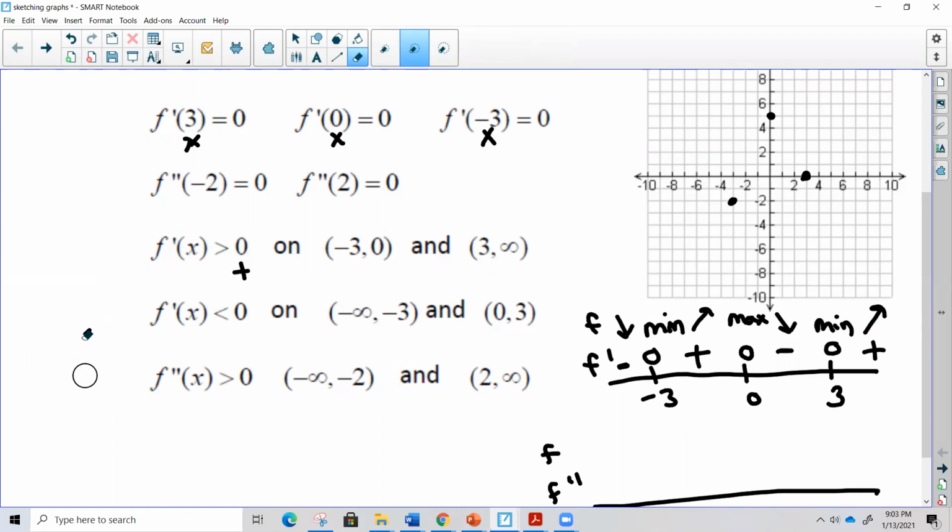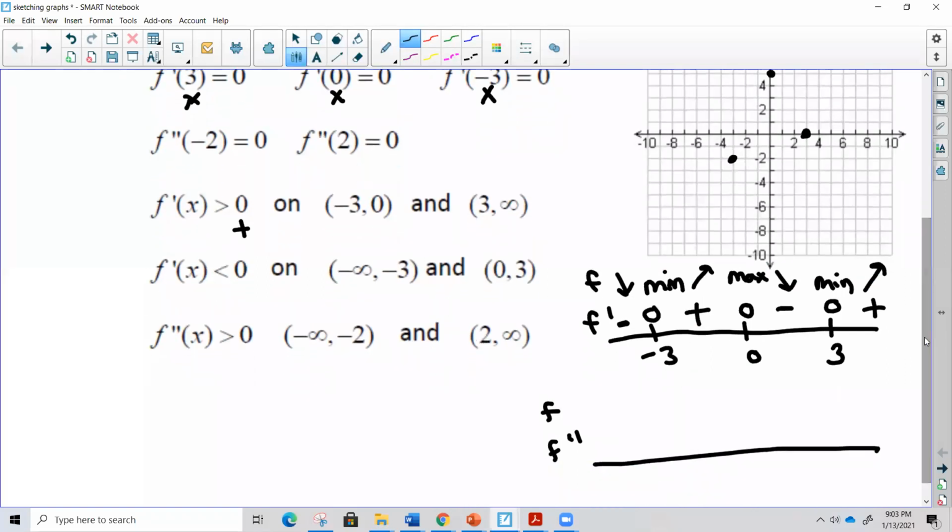And before I graph it, I have to know concavity. So don't jump into graphing this. Make sure you also figure out where it changes concavity. So my inflection points are most likely at -2 and 2. So I'm going to put those on my second derivative number line. And then I'm going to just focus on the second derivative. So from negative infinity to -2, the second derivative is positive. From 2 to infinity, the second derivative is positive.